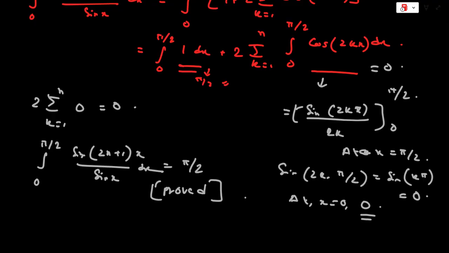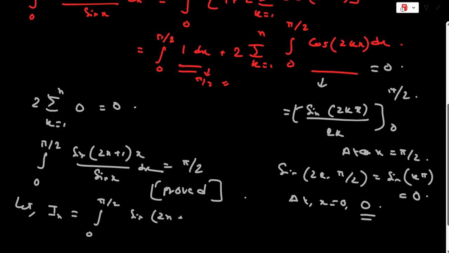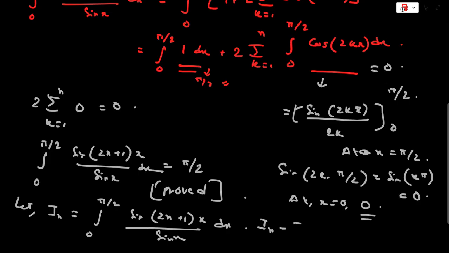Now if someone insists on the induction, let I_n be the integral from 0 to pi by 2 of sin((2n+1)x) by sin x dx, and then show that I_n minus I_(n-1) equals 0. So all are equal; check the base case n equal to 0. Next time you see a scary sine ratio, don't panic, just ask what are you hiding inside.